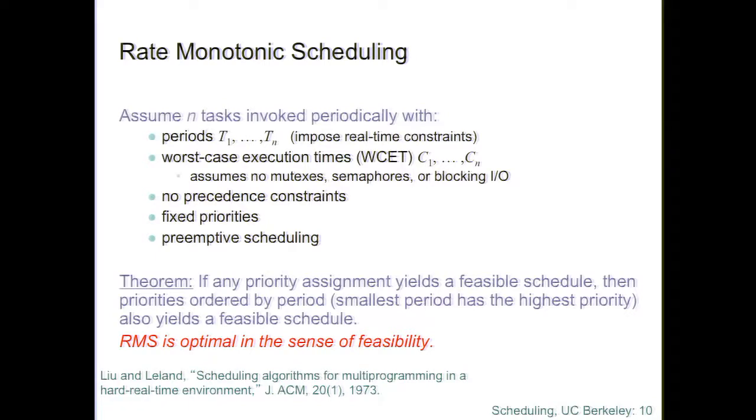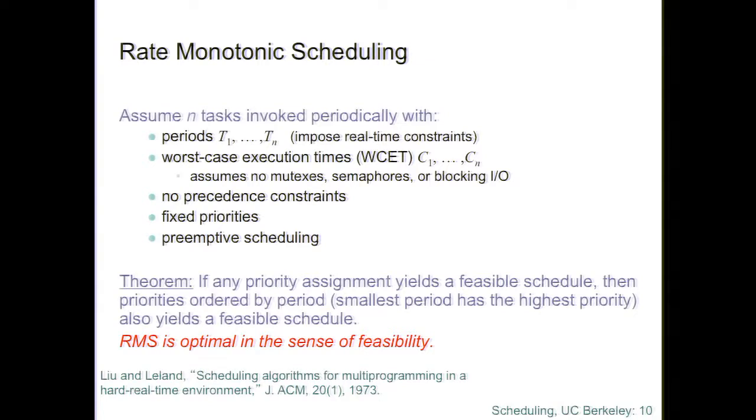Okay? It says that if any priority assignment yields a feasible schedule, let me explain feasible. Feasible simply means, in this case, that every task will be executed at least once within its period. Well, actually, exactly once within its period. Okay? It can be executed at the beginning of the period, in the middle of the period, at the end of the period, doesn't matter. Okay? But the schedule is feasible if every task is executed once per period.